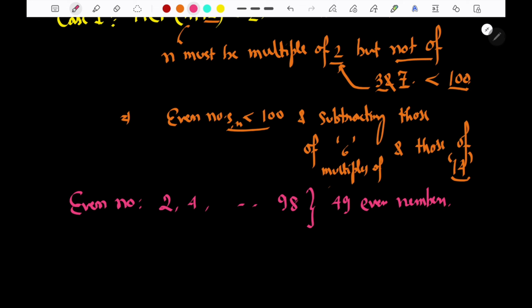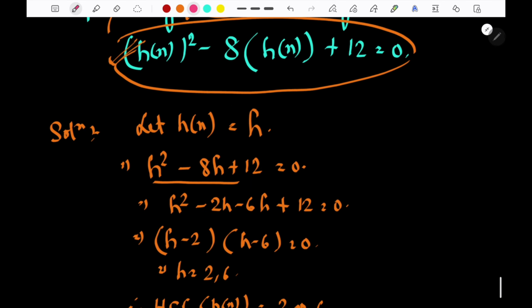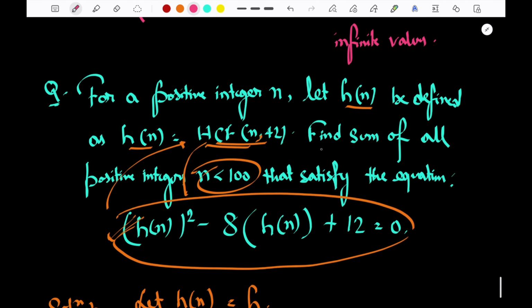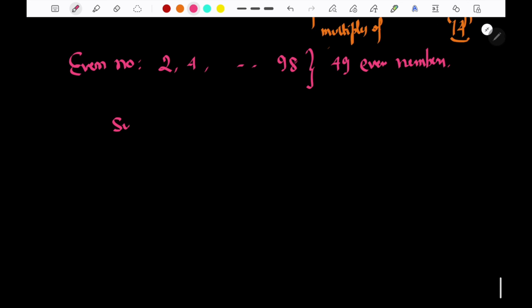Now with these 49 even numbers, what are we required to do? We are required to find the sum of all positive integers. Okay. So what is the sum of these even numbers? How to add it?